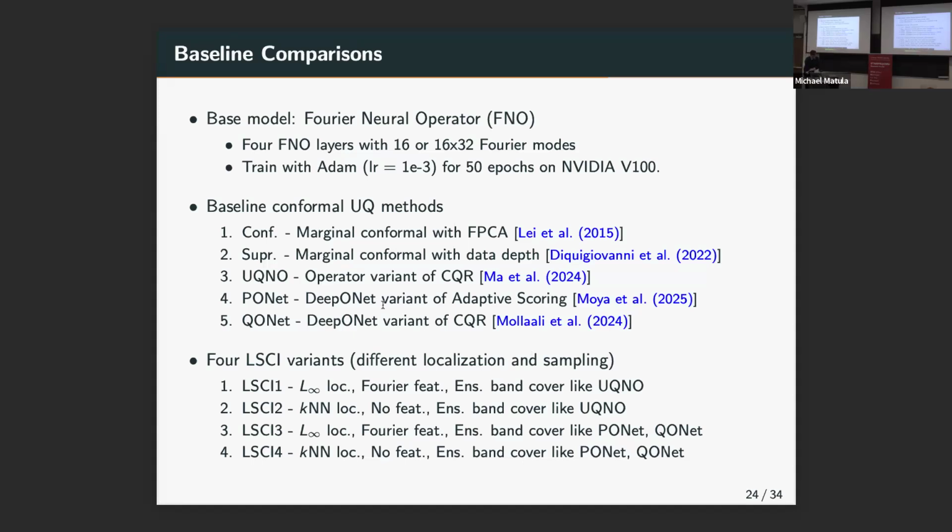And then there were two other methods, PONet and QONet. These are based on the deep operator net, which is a little bit different from our Fourier neural operator. It does use a different structure, and we try to keep everything paired with each other by matching the capacity of these models as best we could. One of these is essentially based on adaptive scoring, which is another way of trying to estimate the variance and then make a more pivotal score and rescale by the predicted variance. And then this one is based on conformalized quantile regression.